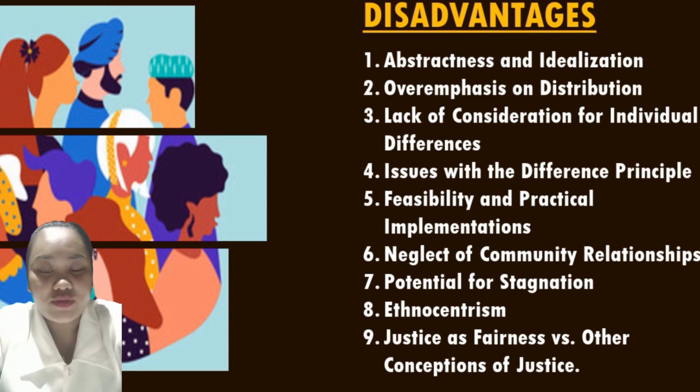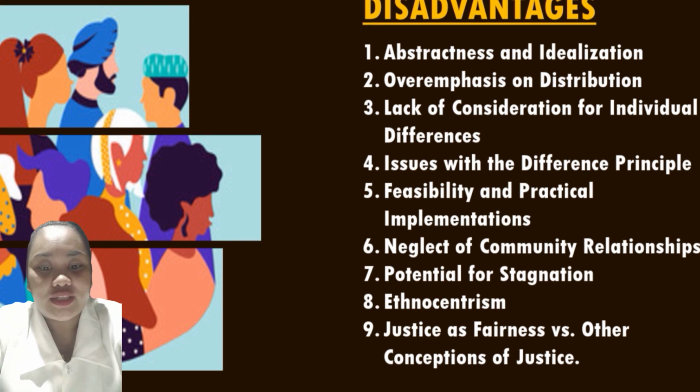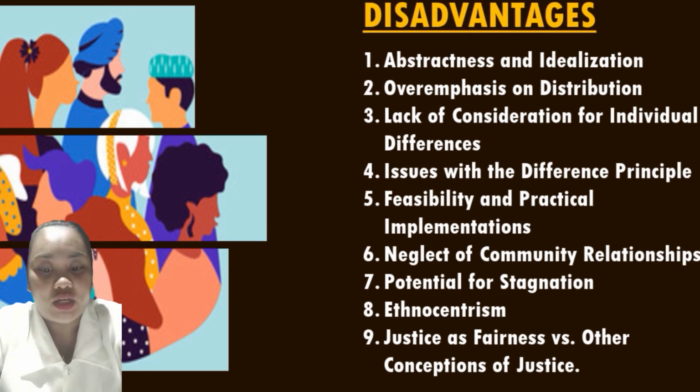Eighth, ethnocentrism. Rawls' theory has been criticized for being rooted in a Western liberal democratic framework, potentially overlooking the values and justice concepts of non-Western societies. Lastly, justice as fairness versus other conceptions of justice. Rawls' conception of justice as fairness is just one among many other theories, such as utilitarianism, which prioritize different aspects of justice like overall happiness or welfare. These criticisms highlight the ongoing debate and dialogue about the nature of justice and the best way to achieve a just society.